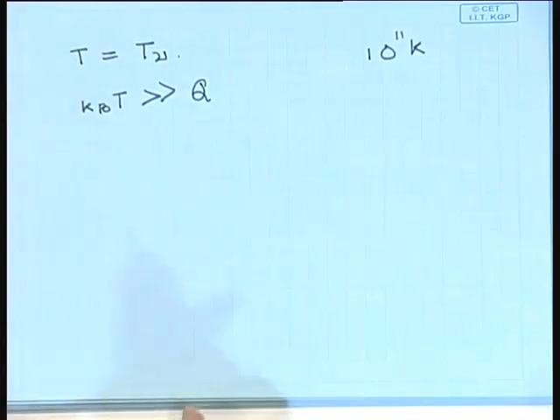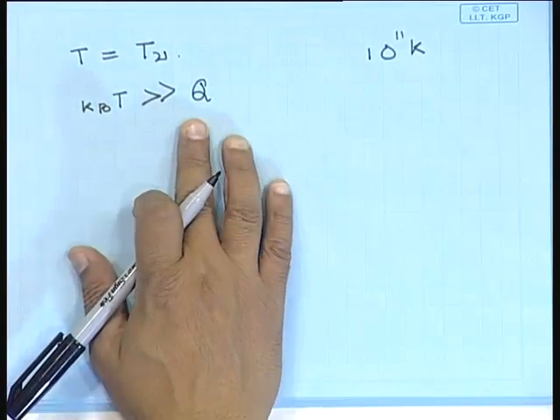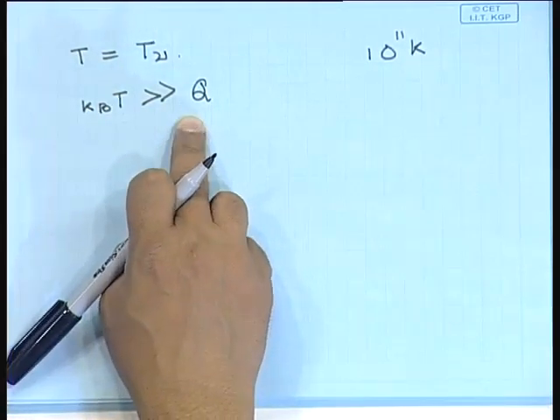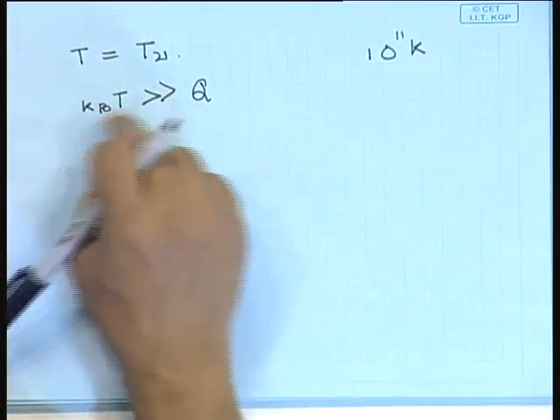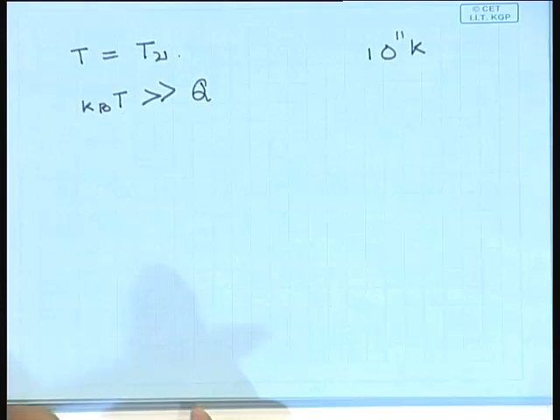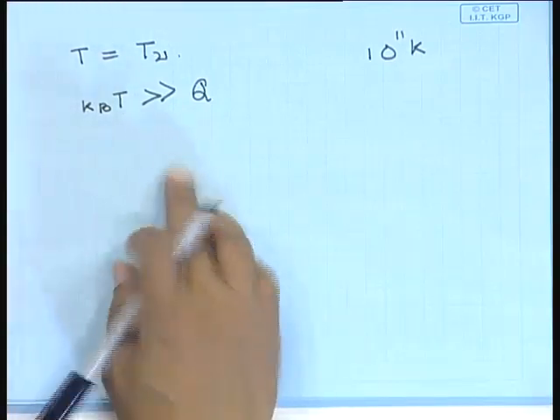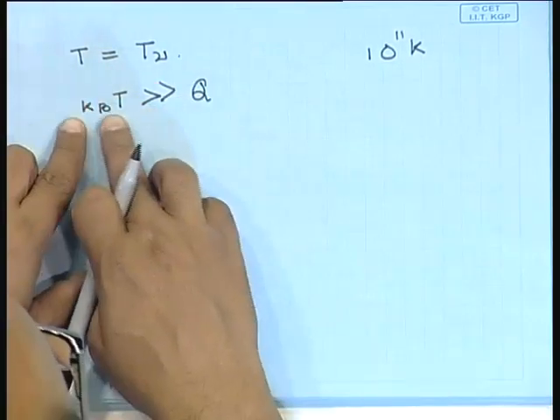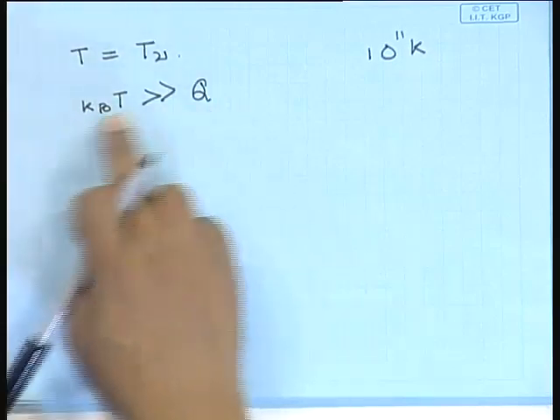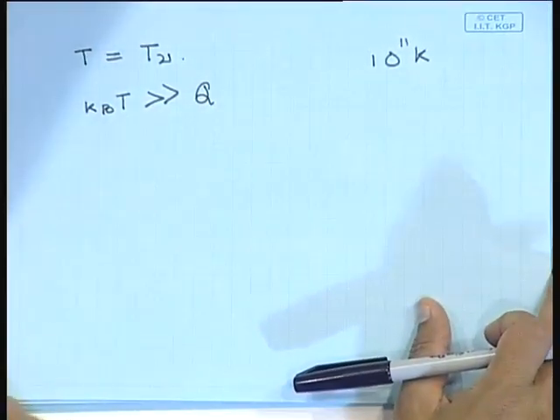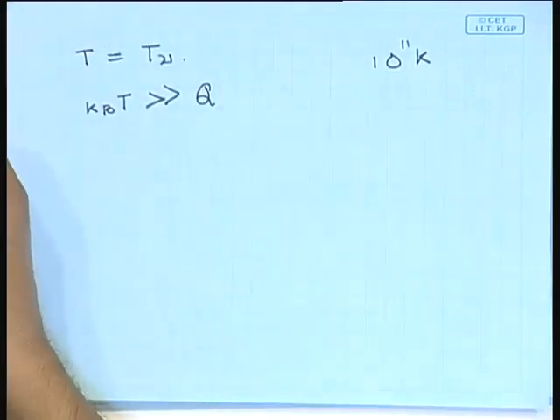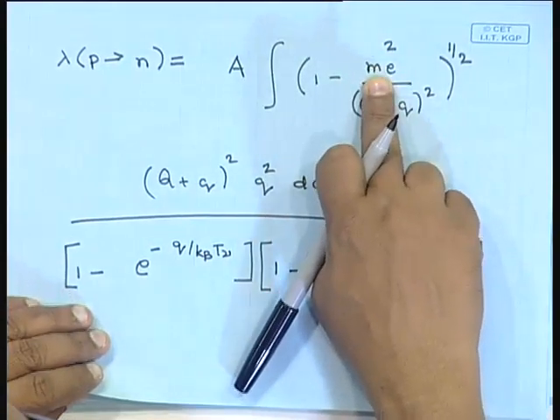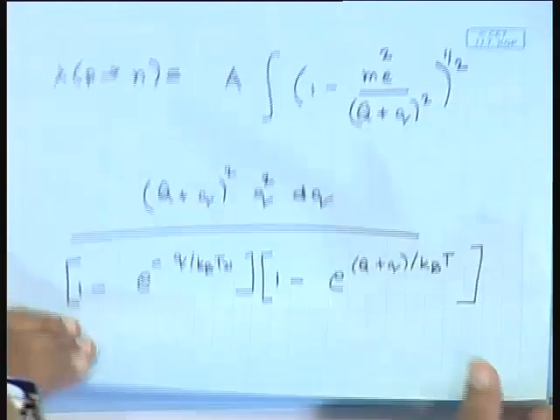k_B T is much larger than the energy difference Q. Under these assumptions, if you assume that k_B T is much larger than Q and both the temperatures are the same, then if you go back to these expressions, this term can be dropped.